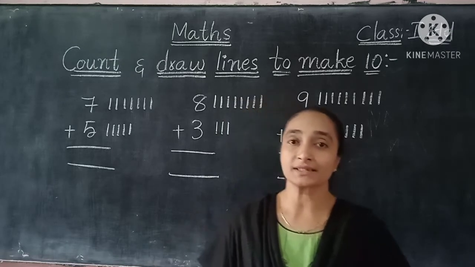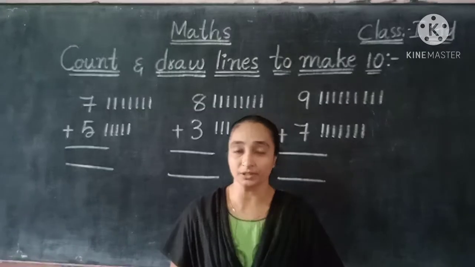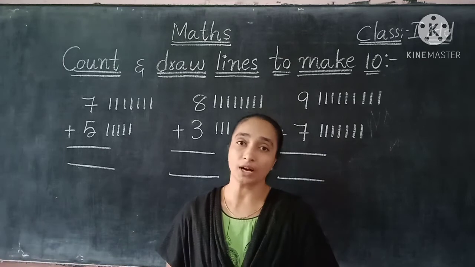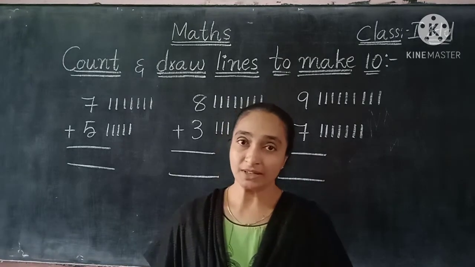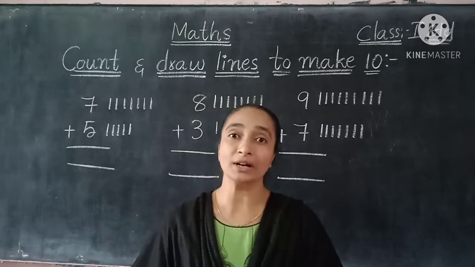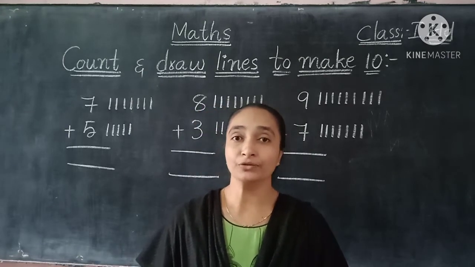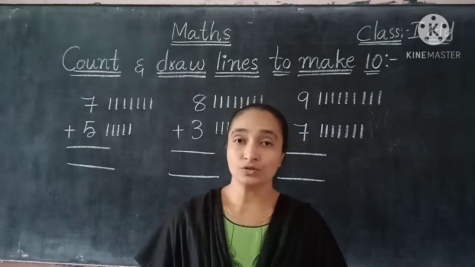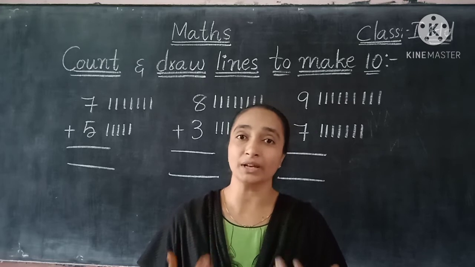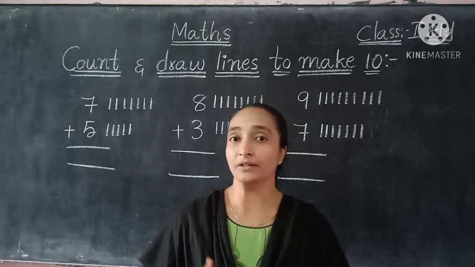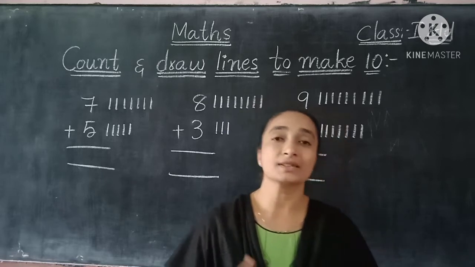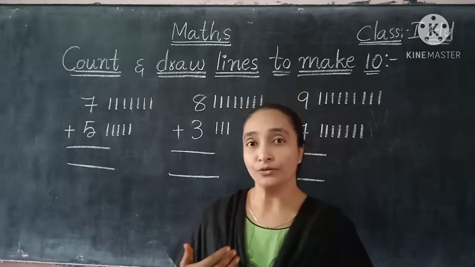So children, in the previous class we already started a new chapter, the sixth chapter, addition and subtraction up to 100. In the previous class we learned about adding a one-digit number with the help of making of 10. With the help of making of 10, we made that addition very easy. So that we have already learned. Today in our class, we are going to learn the same, that is the making of 10.